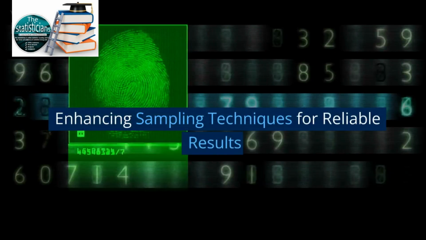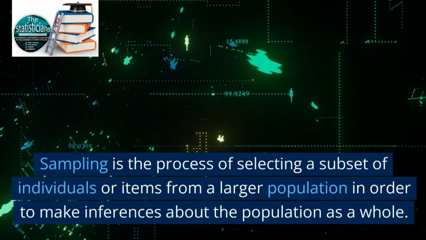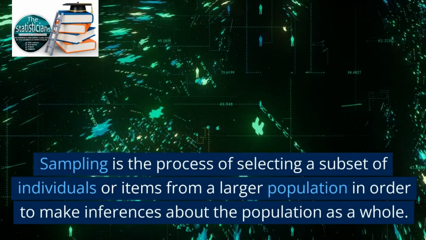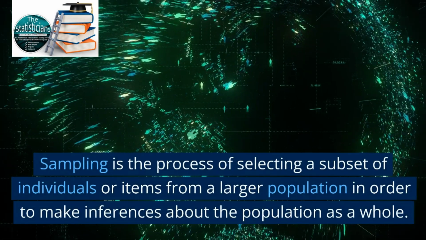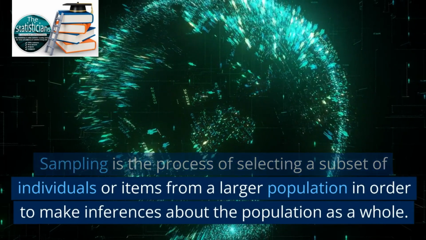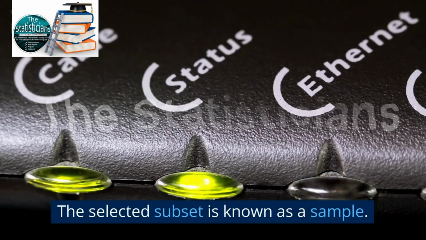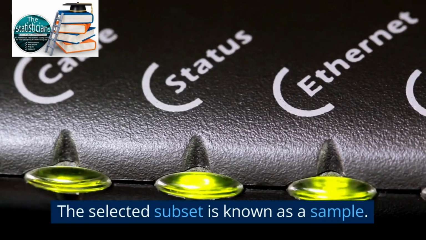Enhancing sampling techniques for reliable results. Sampling is the process of selecting a subset of individuals or items from a larger population in order to make inferences about the population as a whole. The selected subset is known as a sample.